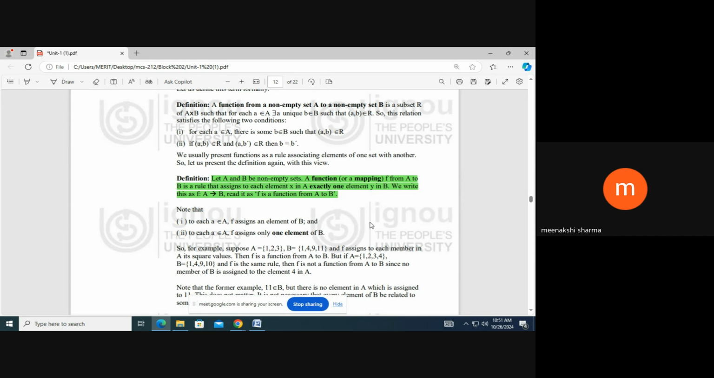And there is another definition. Let A and B be non-empty sets. A function, or mapping, it's also called mapping. F means function. From A to B is a rule that assigns to each element x in A exactly one element y in B. It means a function is established when there is one element belonging to each element, like this. A has 1, 2, 3, B has 1, 4, 9, 11, but there is one for each one. From set A to set B, it's called a function.